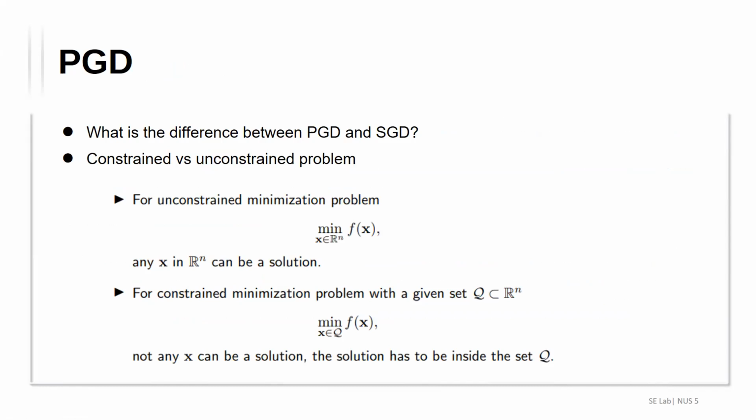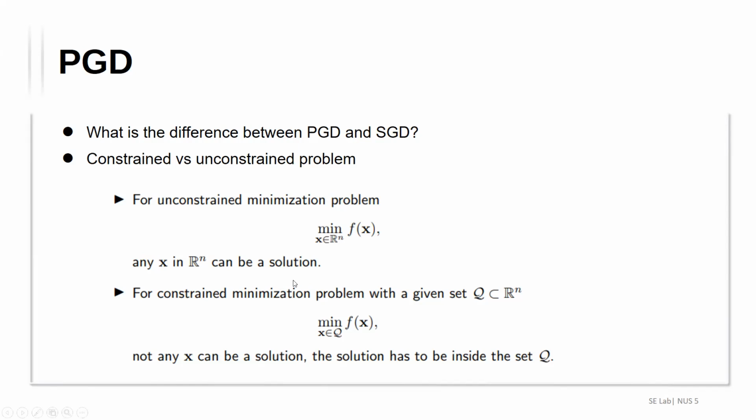So, just the introduction of projected gradient descent. Why we would need projected gradient descent is because when we perturb an input image, we want the distortion to be minimized, or we put a limitation on the perturbation so that it would not look so different from the original one. That's why we would need projected gradient descent.